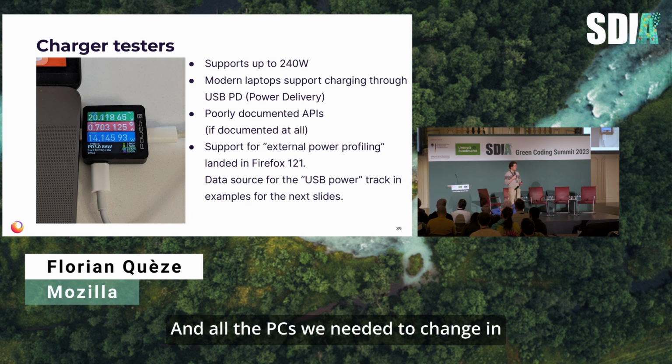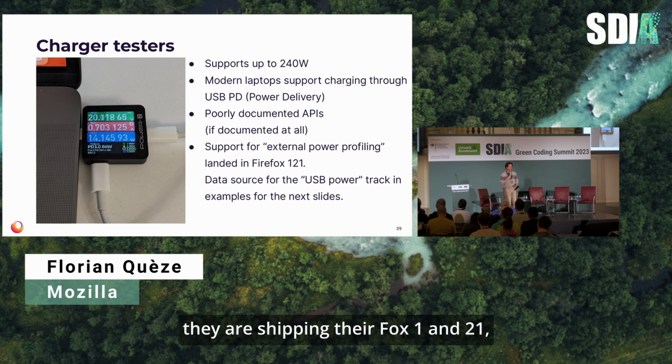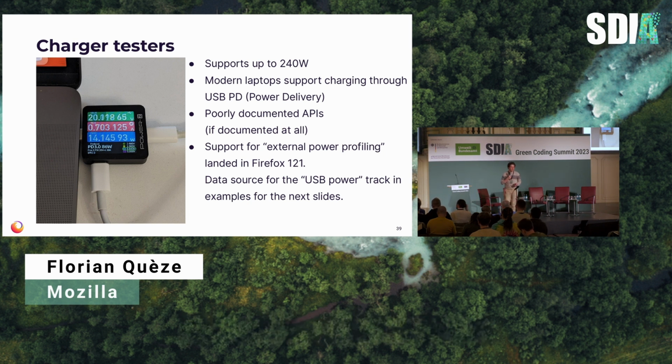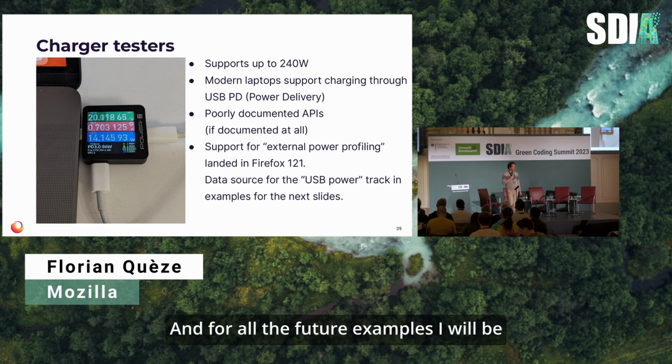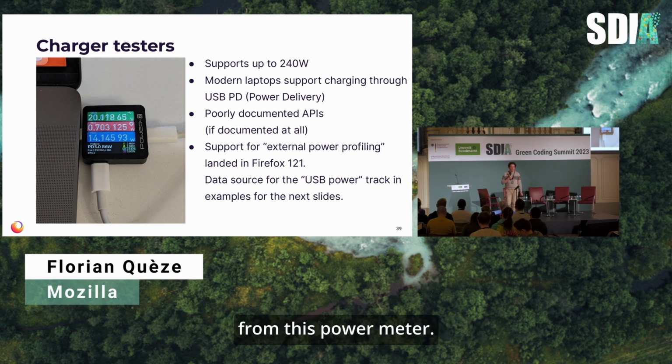And all the changes we needed to make in our profiler, both the platform changes and the front end, are shipping in Firefox 121, which is currently in beta. So it should be shipping within about 5 weeks. And for all the future examples I will be showing, whenever you see a track called USB power, it means the power information coming from this power meter.